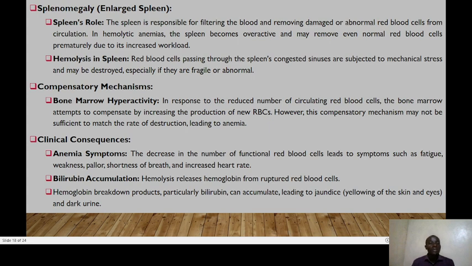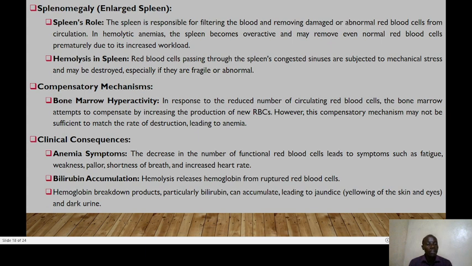We also have an enlarged spleen, where the spleen is responsible for filtering blood and removing damaged or abnormal red blood cells from circulation. So in hemolytic anemia, the spleen becomes overactive and may remove even normal blood cells prematurely due to increased workload. Or hemolysis in the spleen, where red blood cells passing through the spleen's congested sinuses are subjected to mechanical stress and may be destroyed, especially if they are fragile or abnormal.